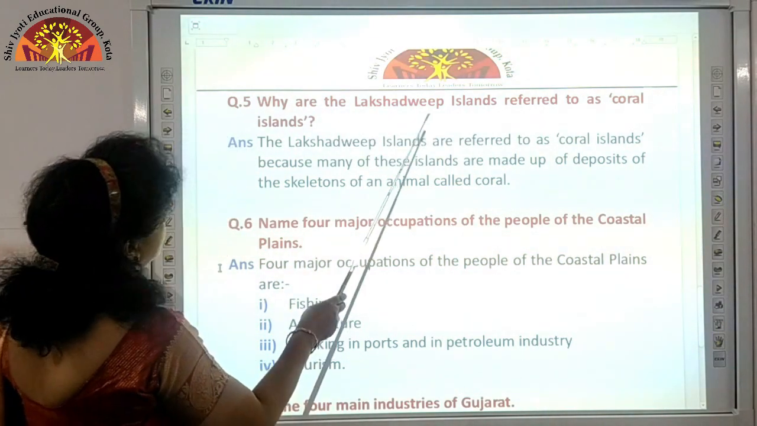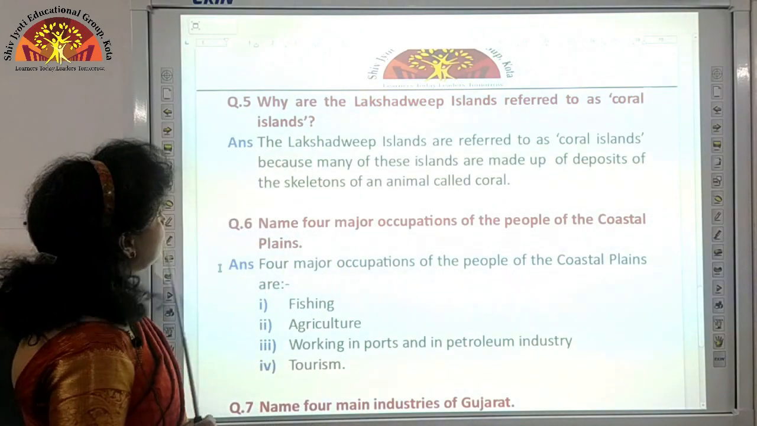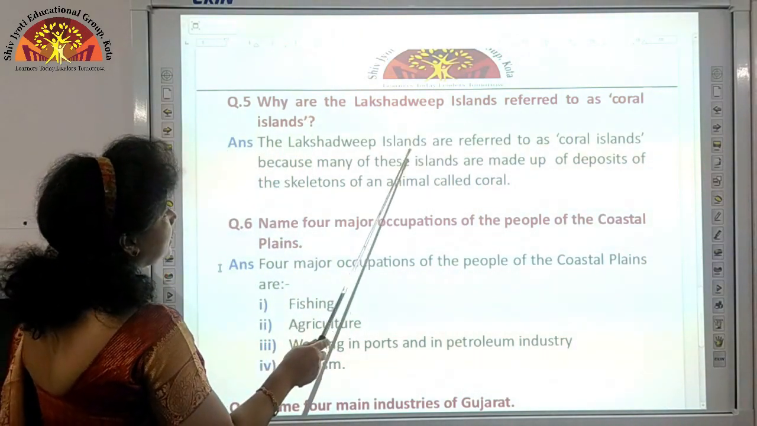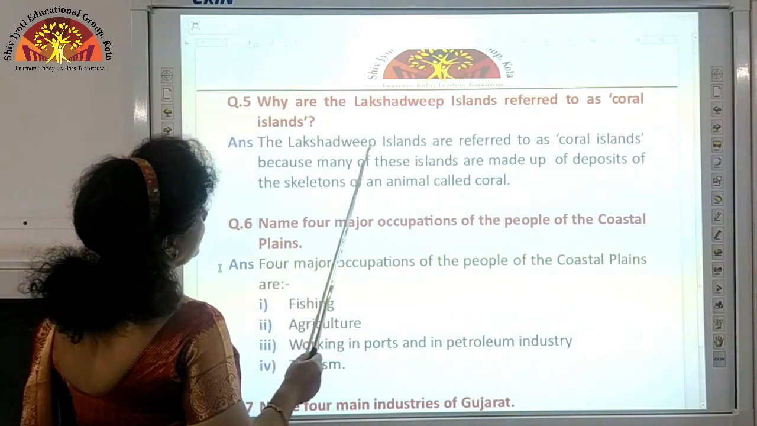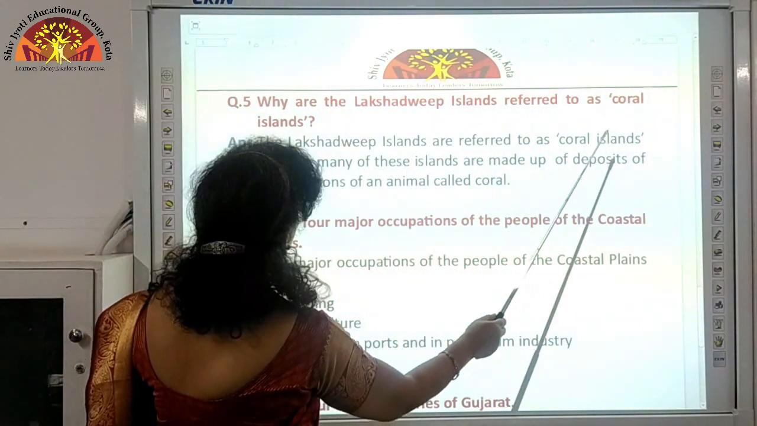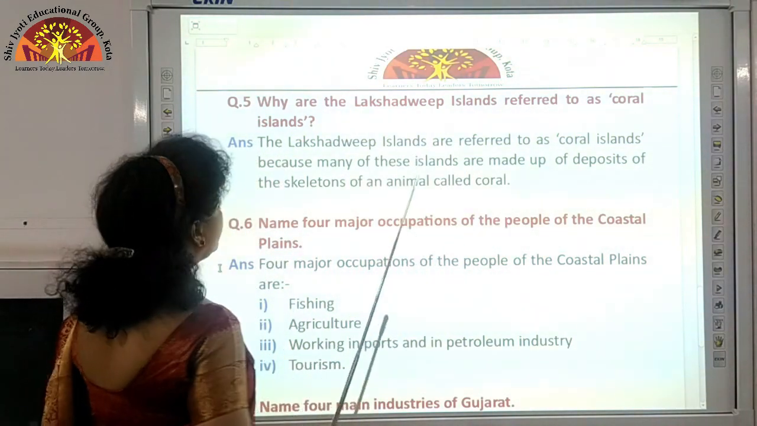Why are the Lakshadweep Islands referred to as coral islands? The answer is the Lakshadweep Islands are referred to as coral islands because many of these islands are made up of deposits of the skeletons of an animal called coral.